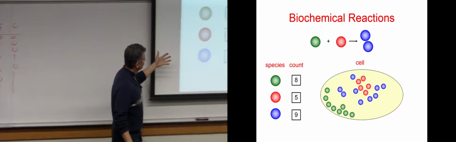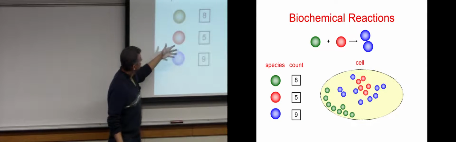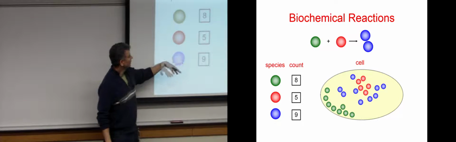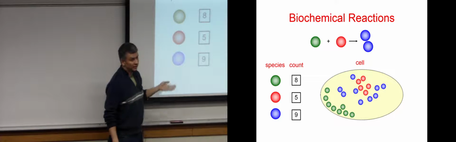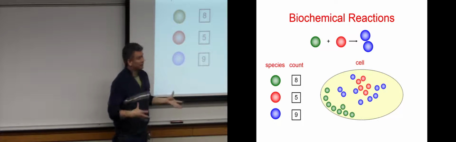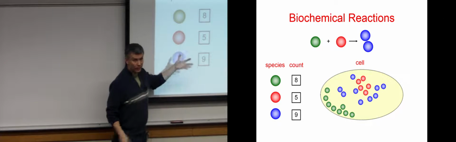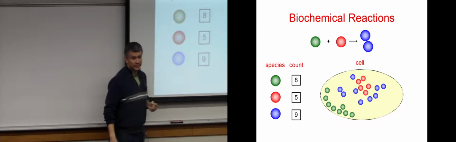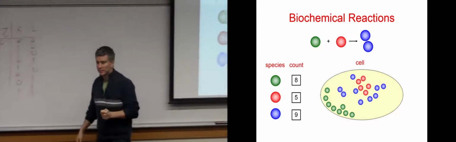Previously, the state was 9, 6, and 7. Then it instantaneously changes to 8, 5, and 9. And if there were only this rule operating, then we would go through a sequence of state transitions. So that's pretty simple.